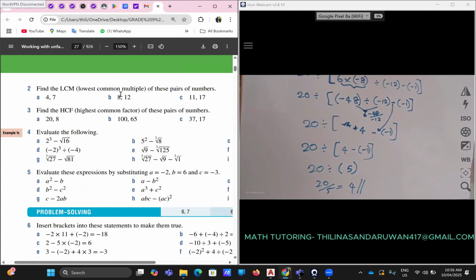Okay, let's try this one. Find the LCM of this pair of numbers.